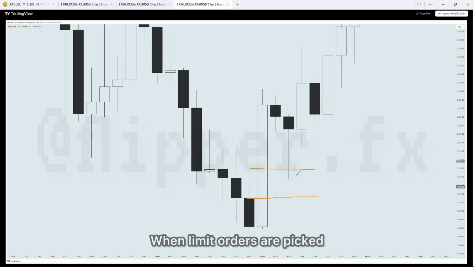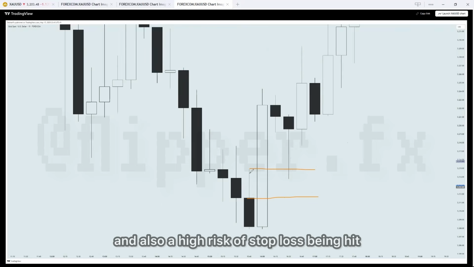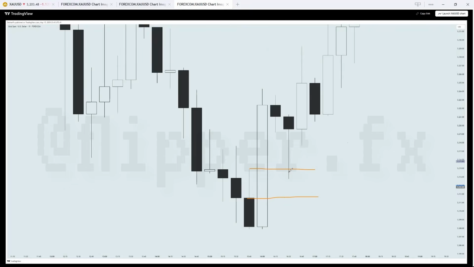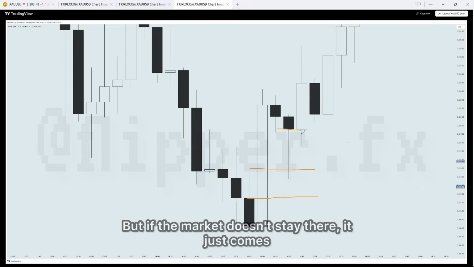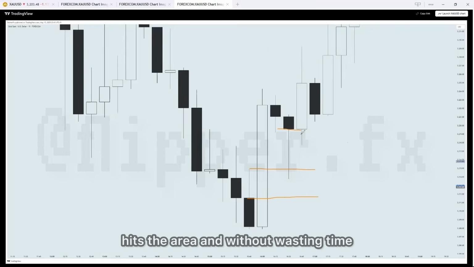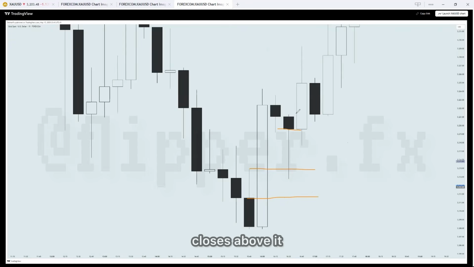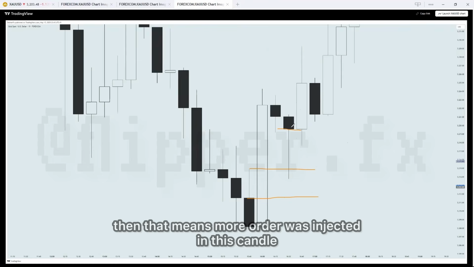When limit orders are picked, the market should never stay in that area. If it does, there's a high chance that your setup is weak or low quality, and also a high risk of stop loss being hit. Your entry should just tap and fly. But if the market just comes, hits the area, and without wasting time closes above it, then that means more orders were injected in this candle.